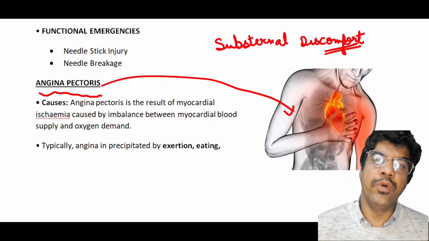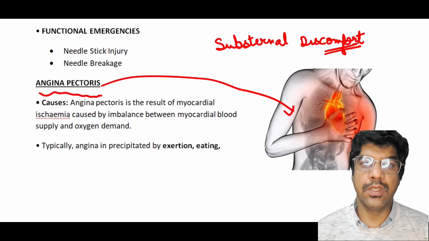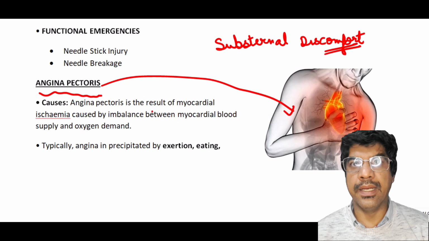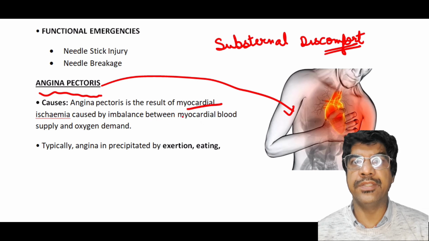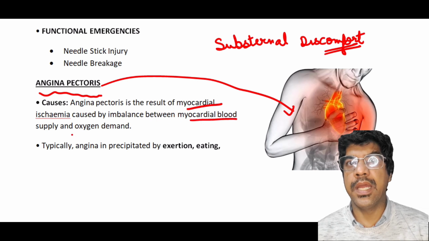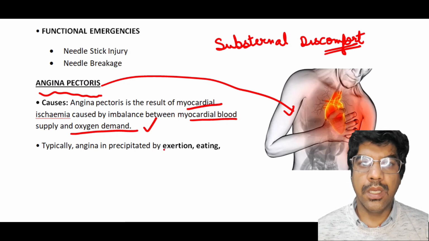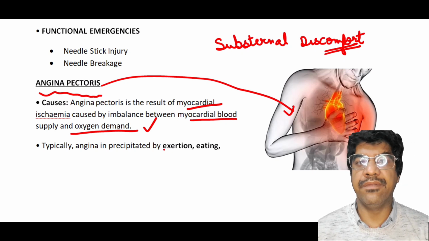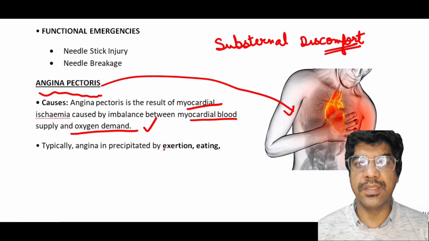So what would the patient feel? The patient would feel a feeling of fullness or pressure. So why does angina pectoris occur? It is a result of myocardial ischemia, that is caused by an imbalance between the myocardial blood supply and the oxygen demand. So remember, angina pectoris is a medical condition characterized by the patient feeling chest pain or discomfort that occurs when the heart muscle does not receive enough blood and oxygen.